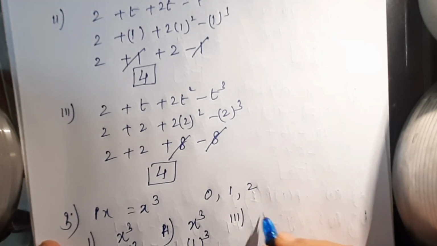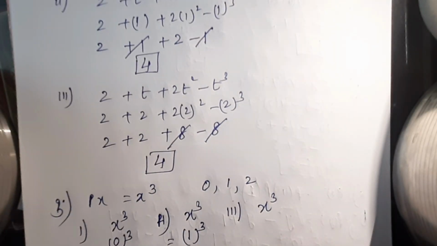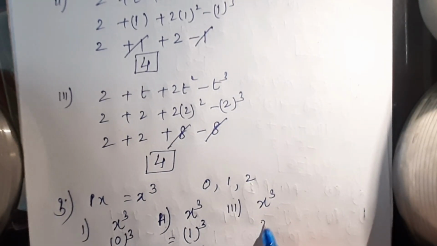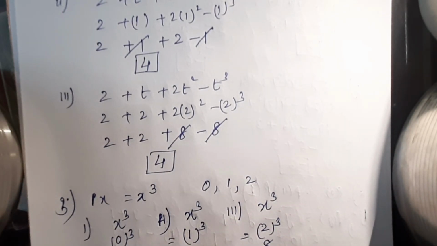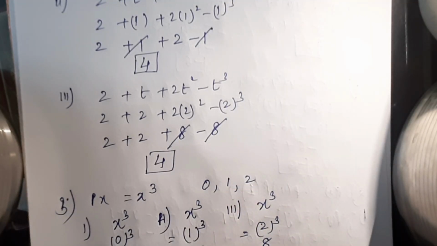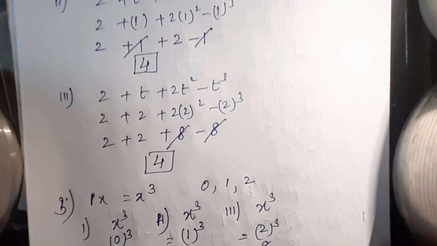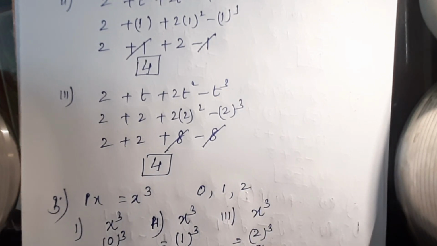And for the third case we need to replace x with 2. Thus it is 2 cube. 2 cube is 8. So when we considered x as 0, we got the value as 0. If x is 1, we got the answer as 1. And when x is 2, polynomial's value is 8.